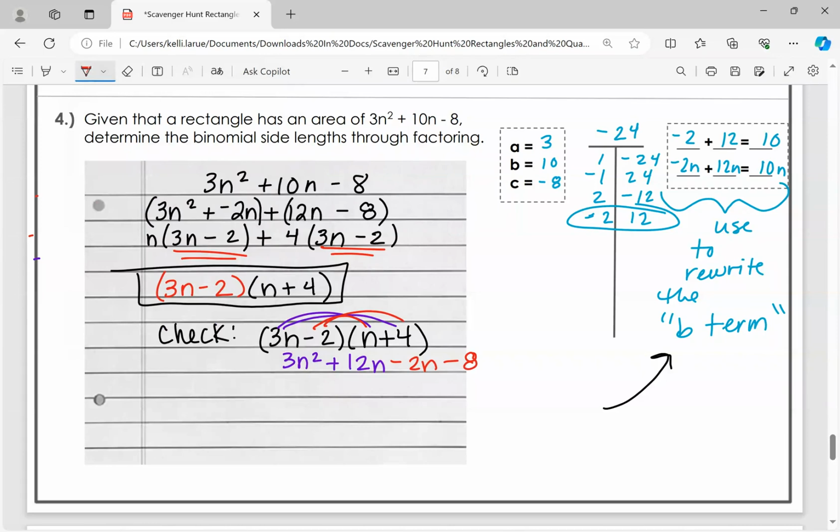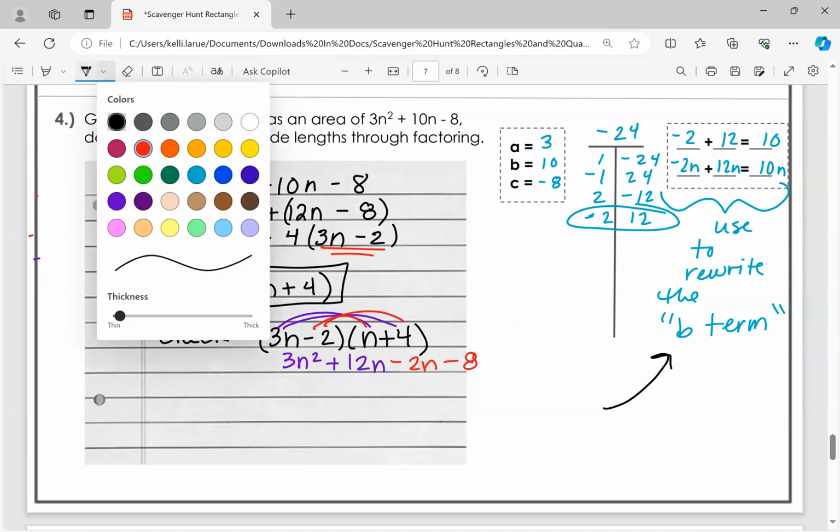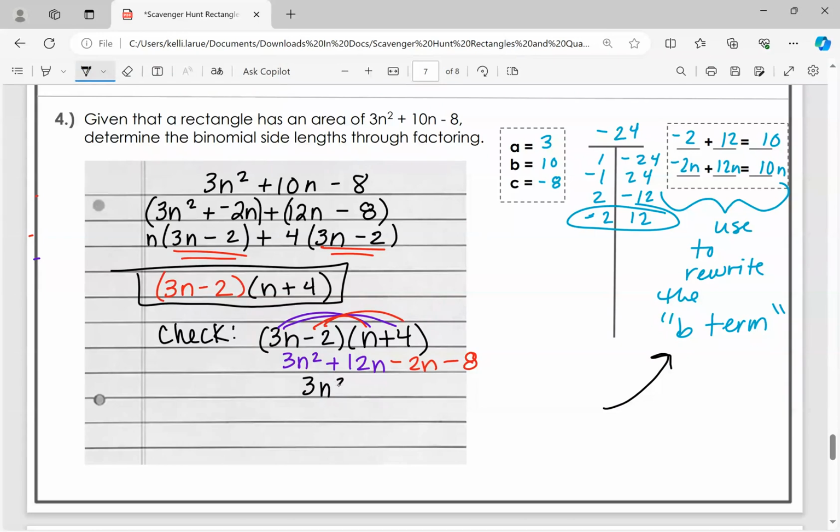I'm going to pause and point out that what I have written here in purple and red is exactly the same as what we had up here in the second line of work when we had replaced our b term with what it was equal to, that negative 2n plus 12n. Anyhow, let's go ahead and continue checking our work. We have 3n squared plus 10n minus 8, which indeed checks out. That is exactly what we started with. Okay, so that means that our answer is correct up here. This is a good solution.